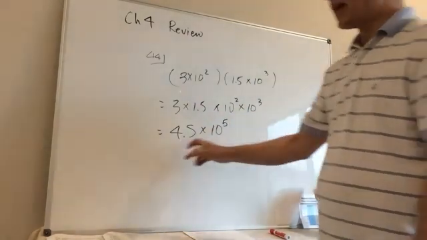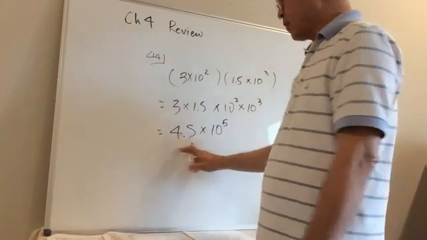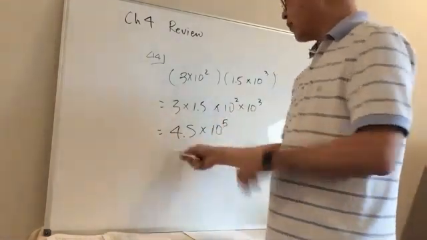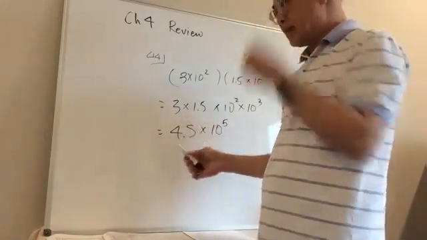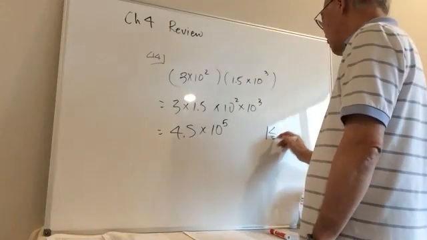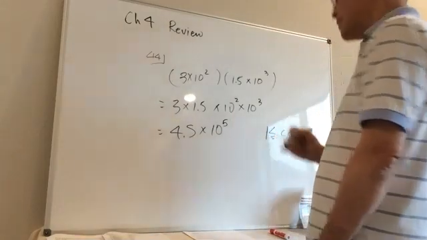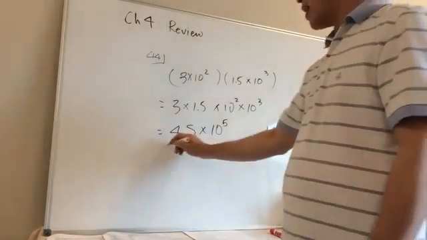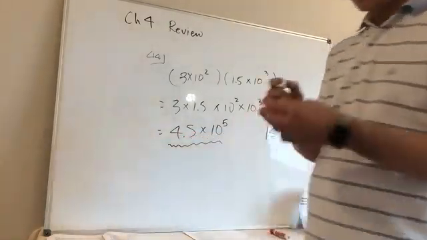Okay, so is this scientific notation? What do I have to look for to make sure it's scientific notation? This number in front has to be between what? The number has to be greater than or equal to 1 and less than 10, right? And 4.5 does meet that, so yes, this is your scientific notation.